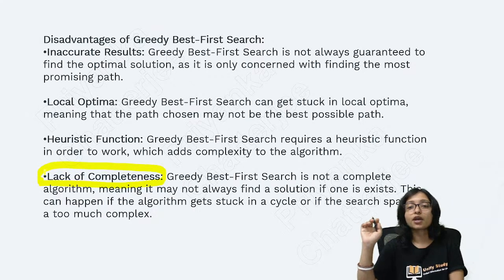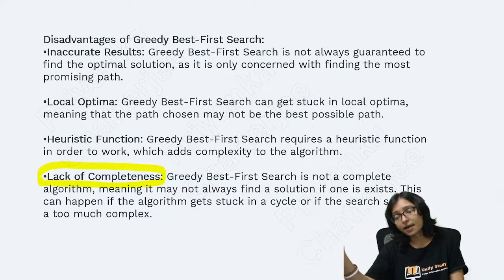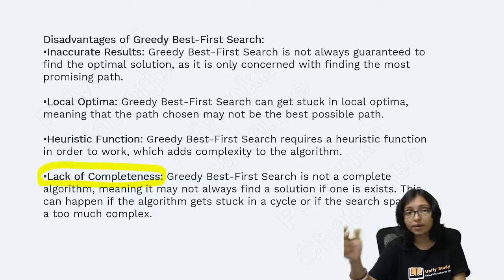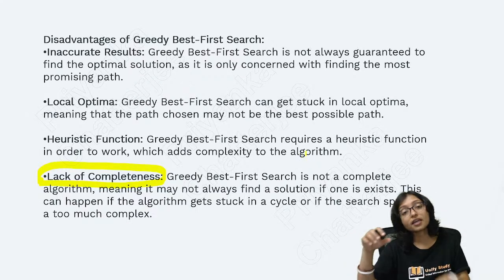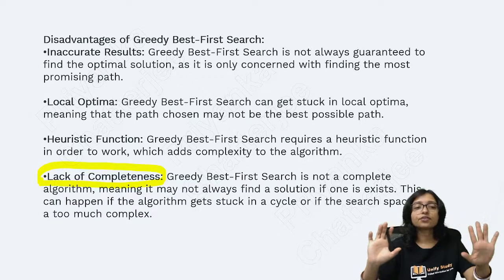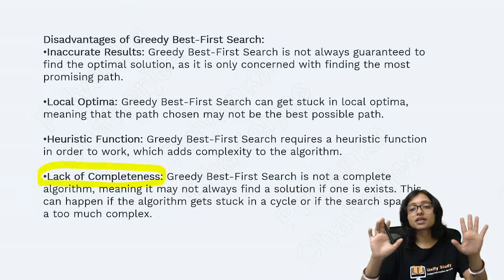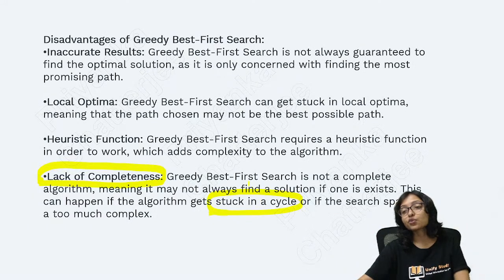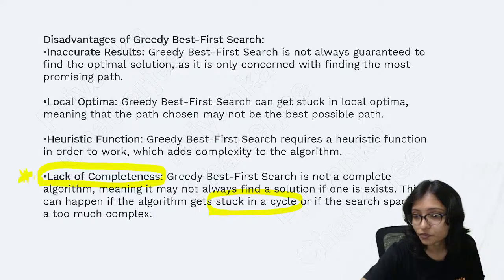Questions are coming from here. Which one is complete, which one is not complete, which one lacks completeness, which one is optimal. Questions come from here. Why is it not complete? Because an algorithm is called complete when, if a solution exists, it will give it to you. But in greedy best first search, it is possible that it can get stuck in a cycle. That is a problem of greedy best first search, and it is a very important point.